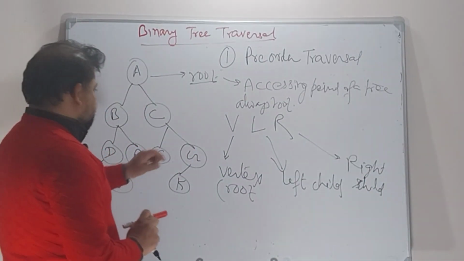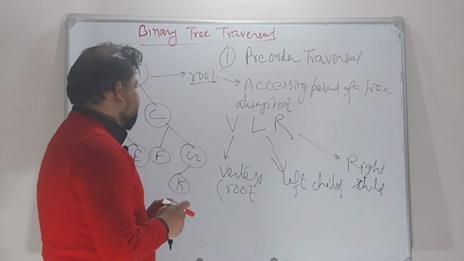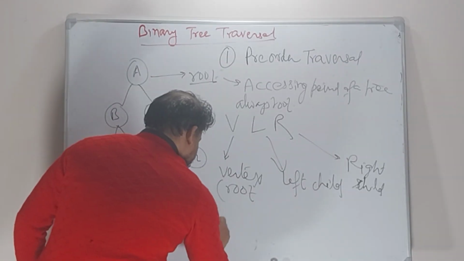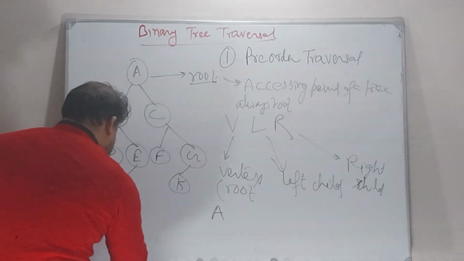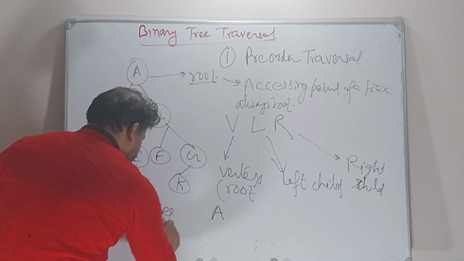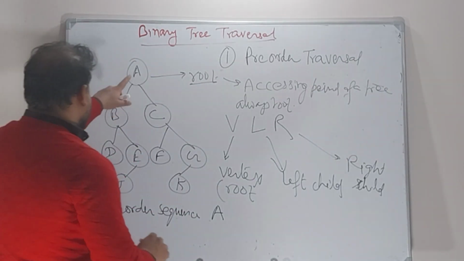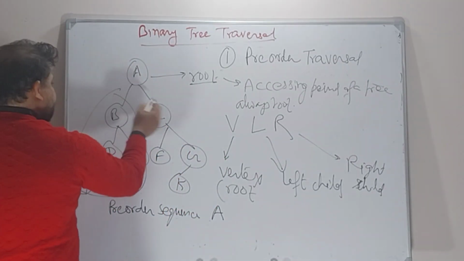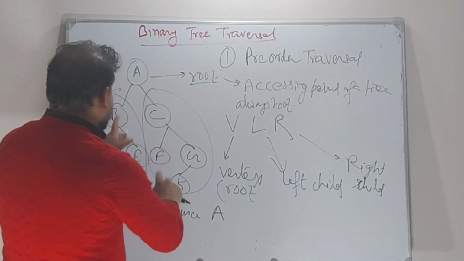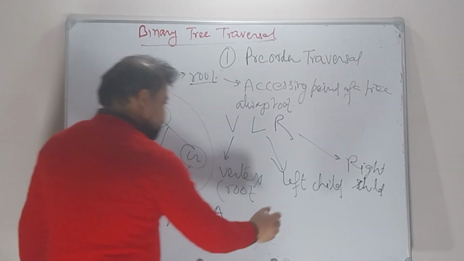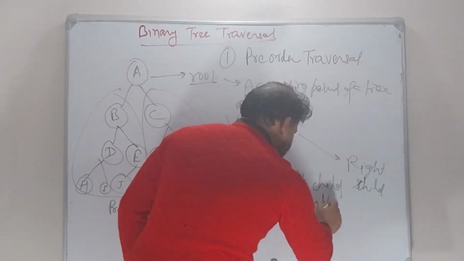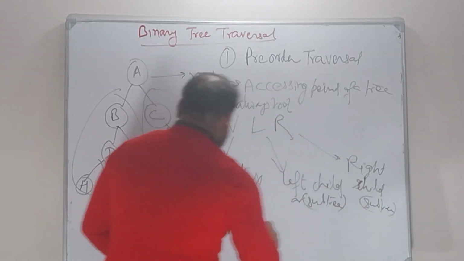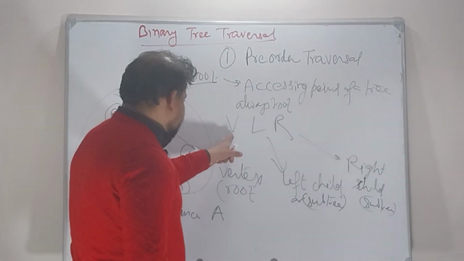So accordingly, in pre-order, first of all I'll follow the vertex, so I'll start from here. The first vertex is A. The sequence I am writing here is the pre-order sequence: A. Because that is the vertex, this part is the left and this one is the right, that is, the left subtree and the right subtree. After this V, I'll go for the L.